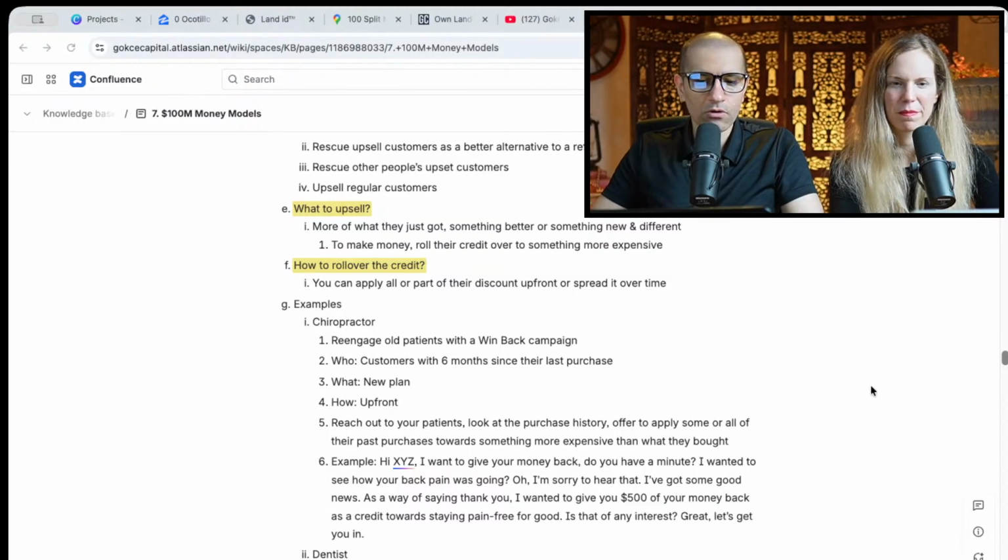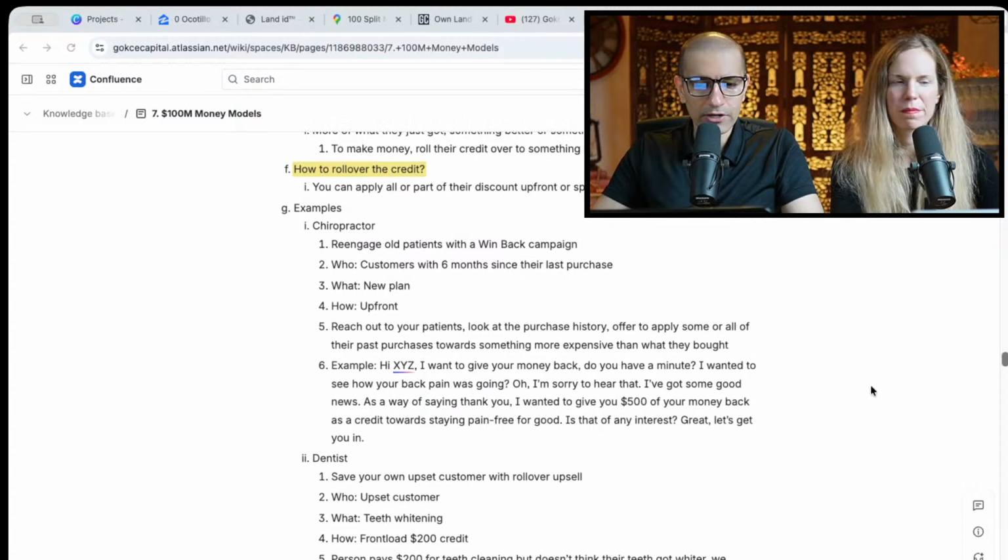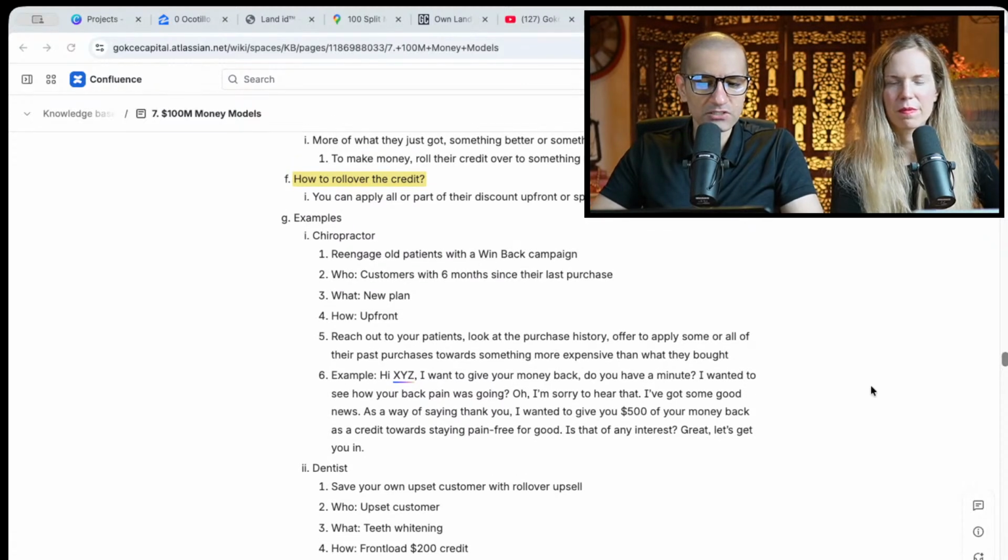Okay, so how to roll over the credit? You can apply all or part of the discount upfront or spread it over time. So examples. Chiropractor: you can re-engage old patients with a win back campaign. So that's the attraction offer. Win your money back. Who? Customers with 6 months since their last purchase. Upfront? Reach out to your patients, look at their purchase history, offer to apply some or all of their past purchases towards something more expensive than what they bought.